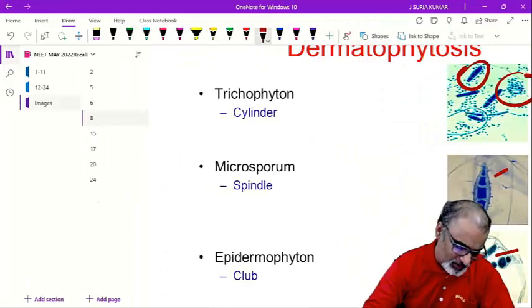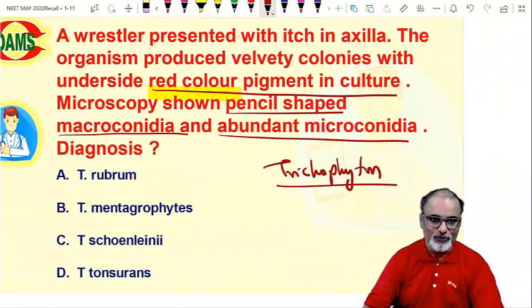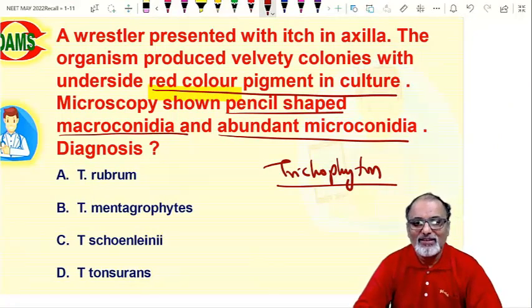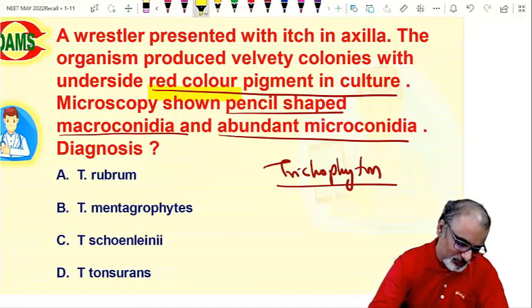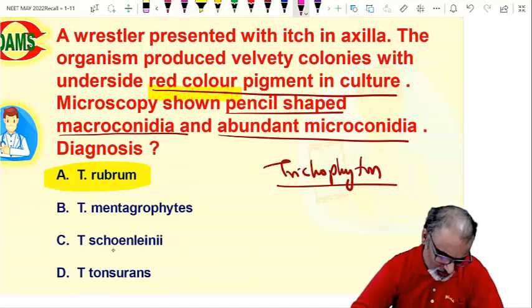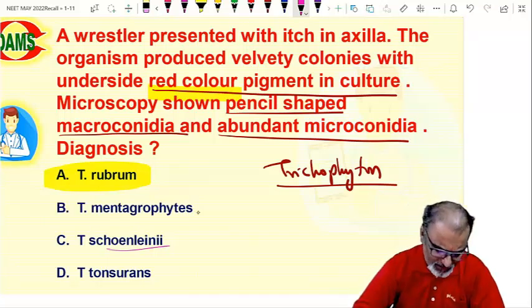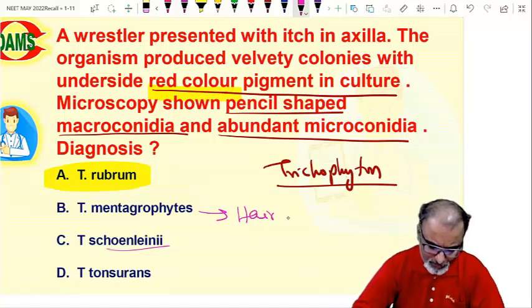Okay, so we are confirming it as Trichophyton, but which species? Red color is rubrum. Red color is rubrum. Usually we have a question on this. This is Trichophyton schoenleinii, famous cause of favus. Mentogrophytes is hair perforation test positive. That was the question they asked last time.